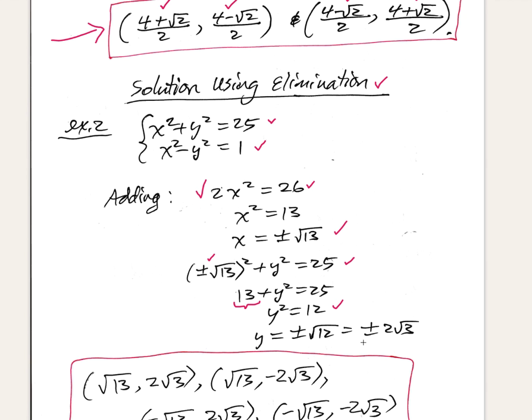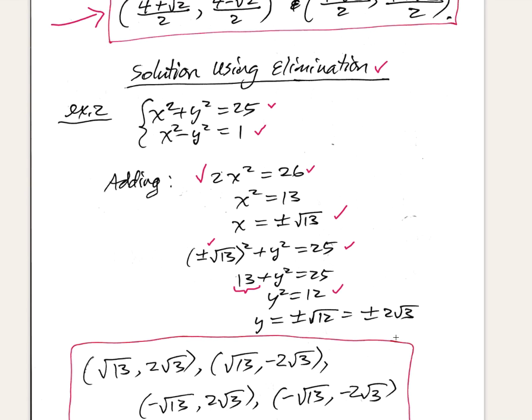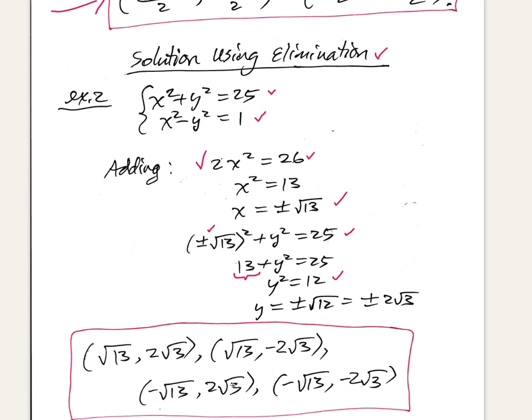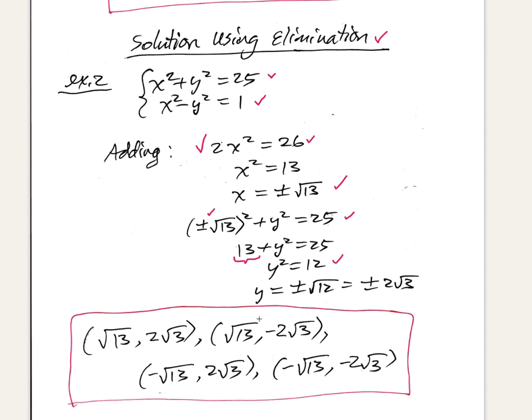Factoring out the square root of 4, which is 2, we've got plus or minus 2 square root of 3. Now you understand here there's actually 4 points, right? Because for each x value here, I actually had 2 corresponding values here, and 2 times 2 is 4. So the solutions are square root of 13, 2 square root of 3, square root of 13, minus 2 square root of 3, minus square root of 13, 2 square root of 3, and then minus square root of 13, minus 2 square root of 3.